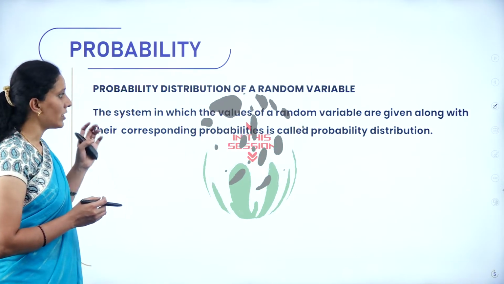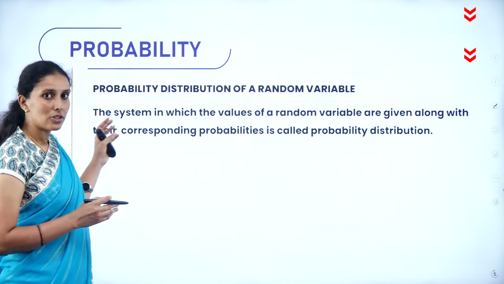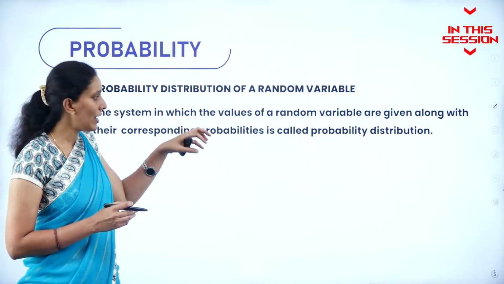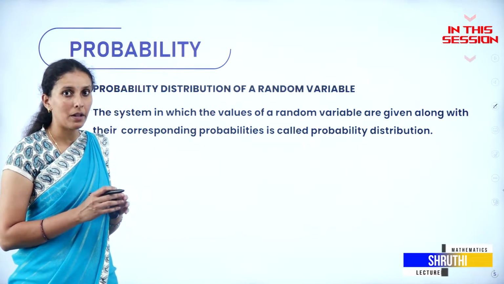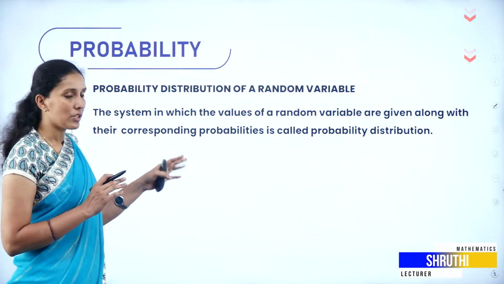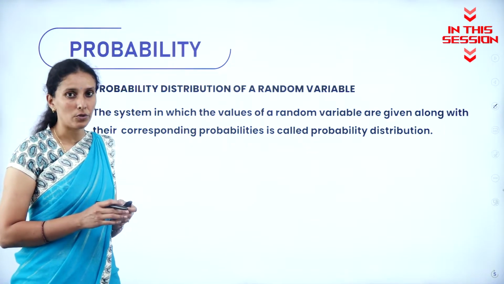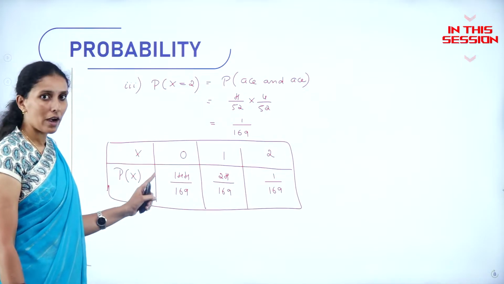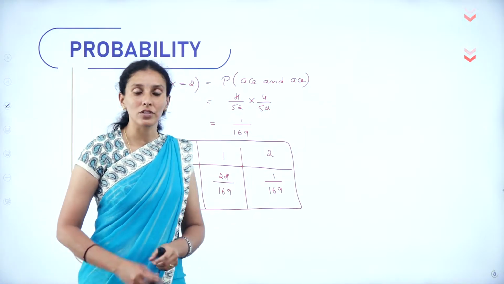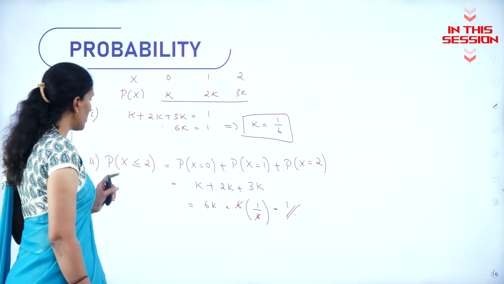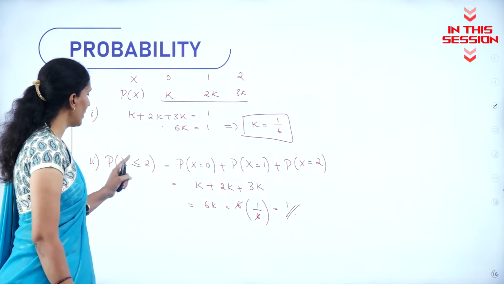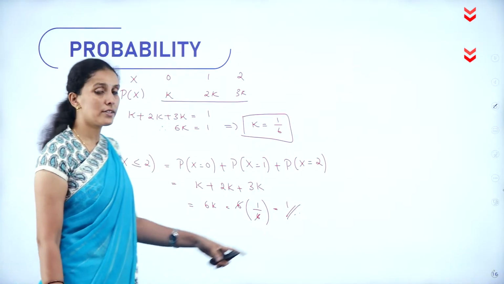Probability distribution is nothing but the system which gives the values of a random variable with the help of the probabilities. In terms of probability, it is called a probability distribution. The probability values of the random variables, when you add them, result in 1. The probability value of all the random variables which are less than or equal to 2 is 1.